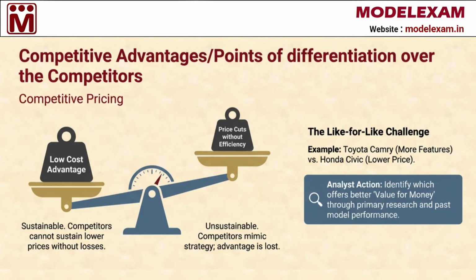Next, we have competitive pricing. This is often a weighing scale. On one side, you have a low cost advantage, which is sustainable because competitors cannot sustain lower prices without losses. On the other side, you have price cuts without efficiency, which is unsustainable because competitors will mimic the strategy and the advantage is lost. You also face the like for like challenge. For instance, comparing a Toyota Camry, which has more features, versus a Honda Civic, which has a lower price. You must identify which offers better value for money through primary research and past model performance.